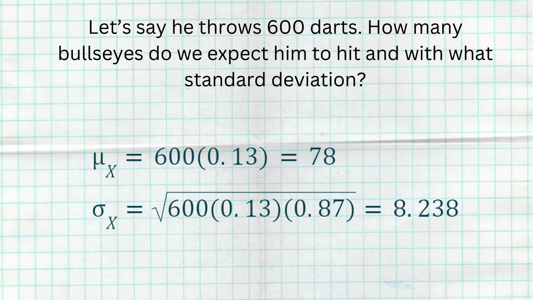Does that mean he will make 78 bullseyes? Absolutely not. It's an average in the long run. So over the course of many trials of 600 darts, in that long run, he expects to make 78 bullseyes on average. But of course, sometimes it could be more, sometimes it could be less, so there's a standard deviation attached to that as well. So we use our standard deviation formula with 600, 0.13, and 0.87, all inside that square root, we get 8.238 as the standard deviation for the number of bullseyes that he'll successfully land in 600 throws.